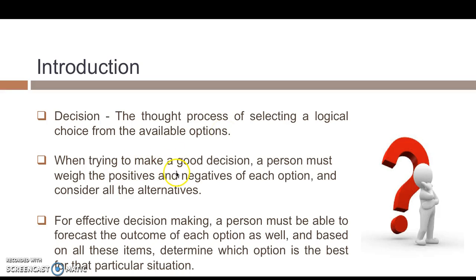Now, when trying to make a good decision, a person must weigh the positives and negatives of each option and consider all the alternatives. As we are taking the example of our day-to-day lives, there are a number of situations. For example, a student is trying to pursue higher education. Maybe he wants to opt for a post-graduation course in computers. So in this decision-making situation, obviously he or she is going to have a number of available courses, and these courses are nothing but the alternatives, the available options with him or her.